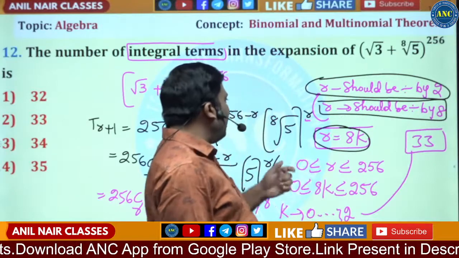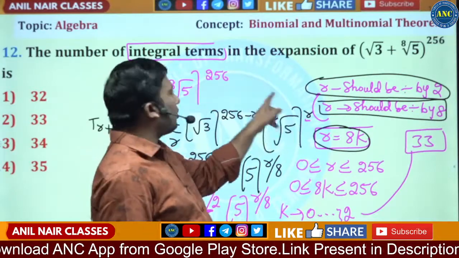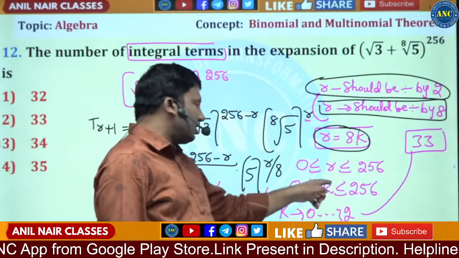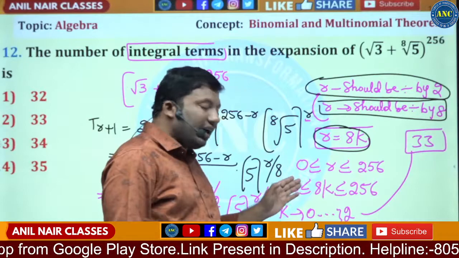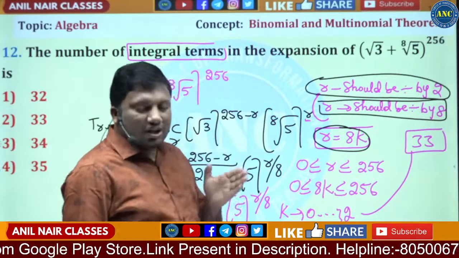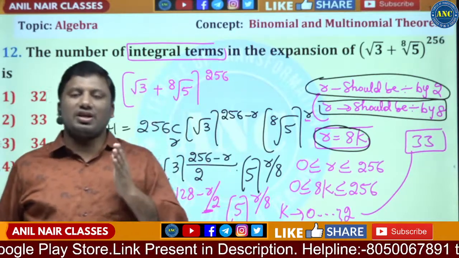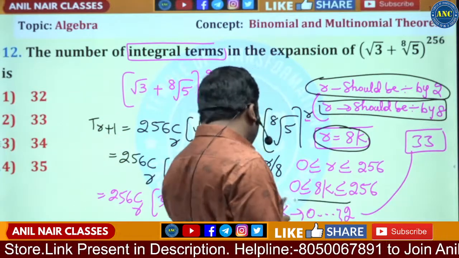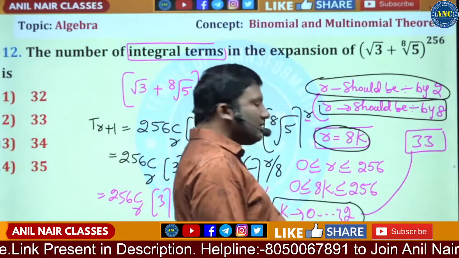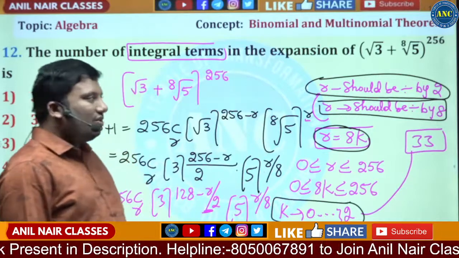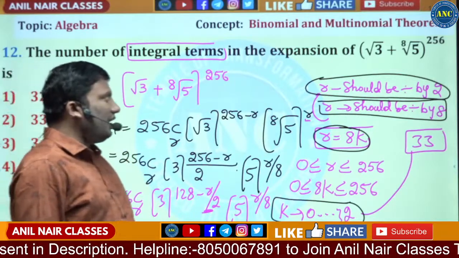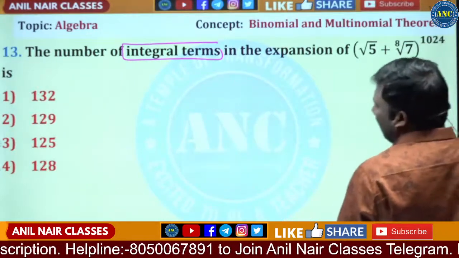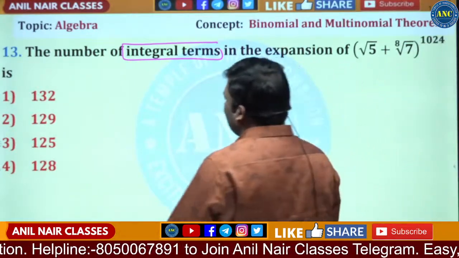Why is it 256, sir? The power cannot go beyond the power, right? So R can take 0 to 256. How many values can it take? 8 multiples: 8 zeros are 0, 8 ones are 8, 8 twos are 16, 8 32s are 256. 0 to 32, total 33 values it can take. I hope the idea is clear. Same idea, we will solve this question.